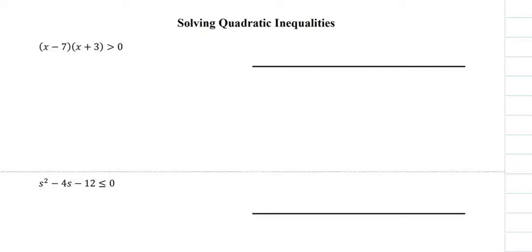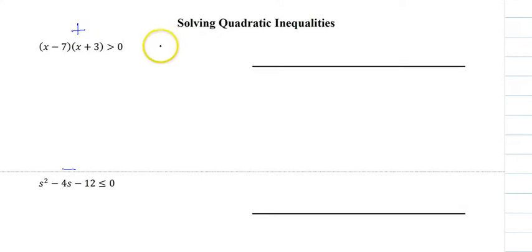All right, so solving quadratic inequalities. What we're looking for here is all the values that will be greater than 0, which means we're looking for positive. That's what it's asking for. If it says we're looking for things that are less than 0, we're looking for negatives, right? So we're looking for x values that we can plug in that will be positive.